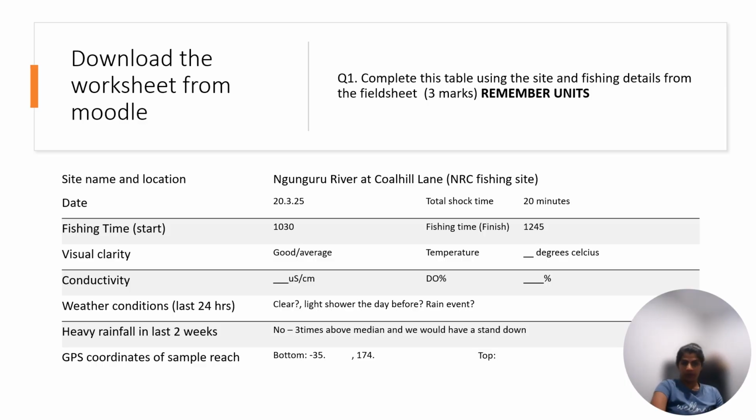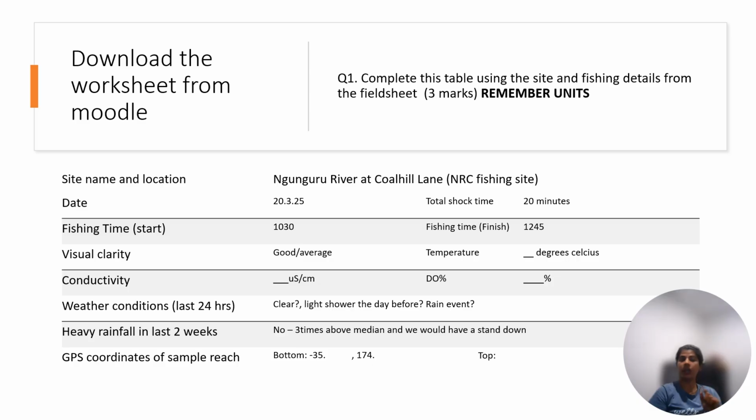Then you know how important conductivity and dissolved oxygen are when you're planning a fish survey. So make sure you have those noted down, and that you have units. Then weather conditions from the day before, you should have noted them down. They were clear on the day, and there was a light shower the day before, but no big rain event, and then heavy rainfall in the last 2 weeks.